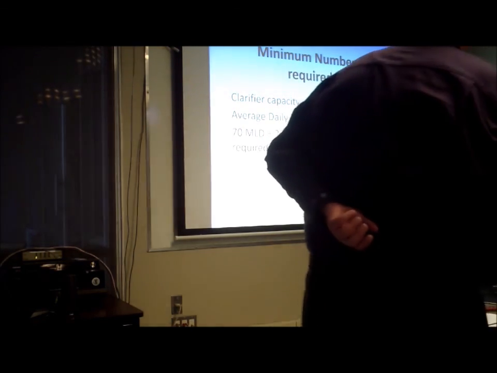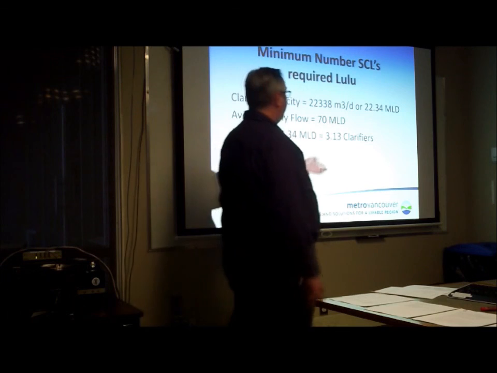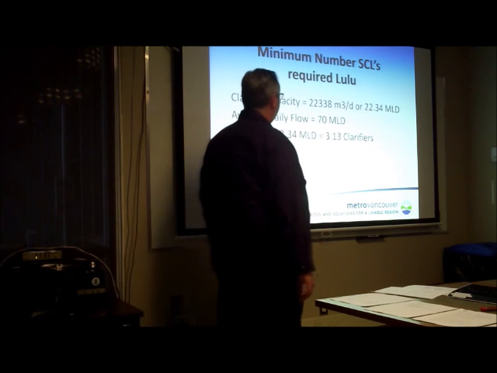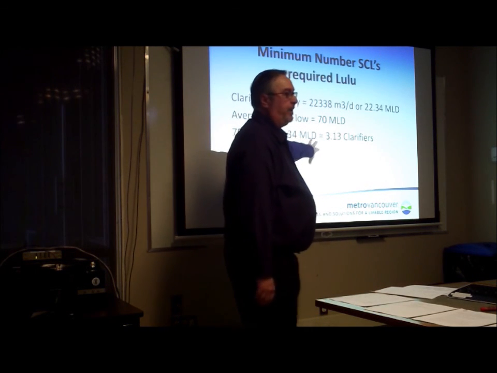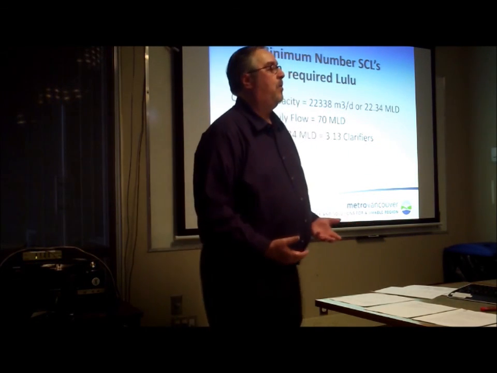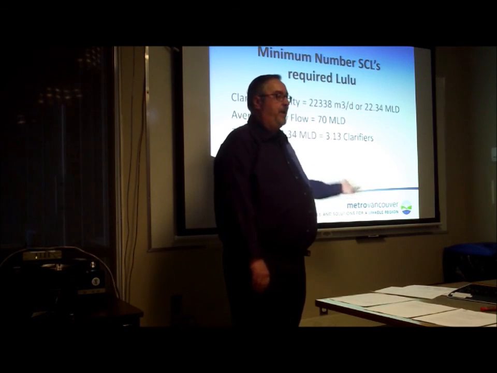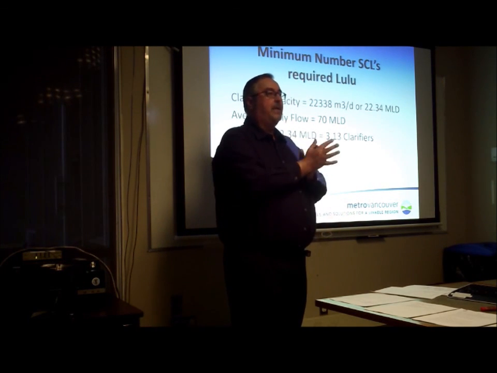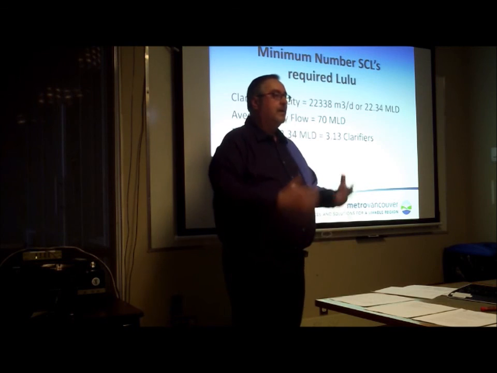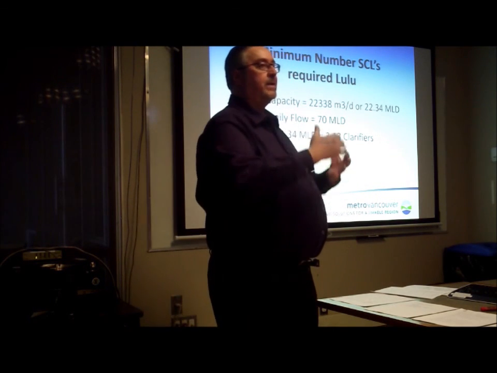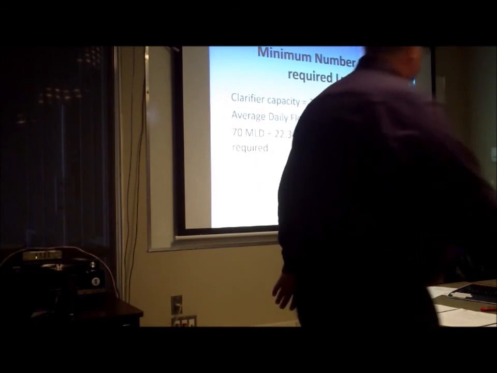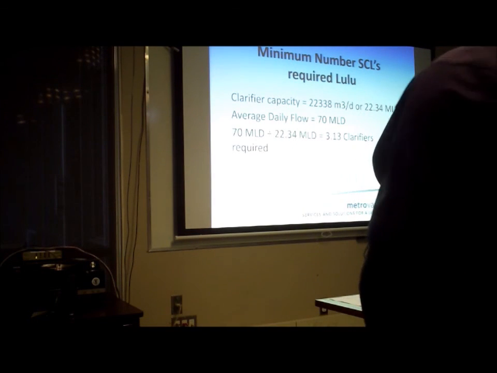All right. So I did round up. I went to 2 digits. I did this in Excel, so sometimes Excel does funny things with rounding. So basically, for average dry weather flow at Lulu, they need 3.13 clarifiers. They could probably get away with 3 clarifiers because when engineers design these processes, they typically build in a safety factor. And if it's designed properly and operated properly, it should work beyond its firm capacity, as they say. How are we doing so far?